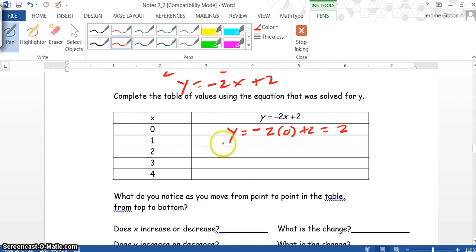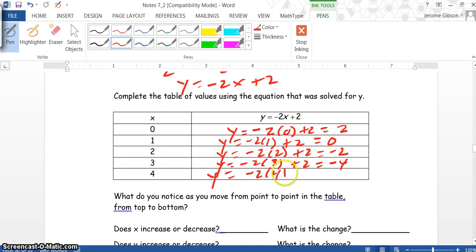And we'll substitute in 1. Negative 2 times 1 is negative 2, plus 2 is 0. So now we'll substitute in 2. So it'll be negative 4 plus 2, which is negative 2. We'll substitute in 3. Negative 6 plus 2 will give us a negative 4. And finally, we'll substitute in 4 to give us a negative 8 plus 2, which is a negative 6.